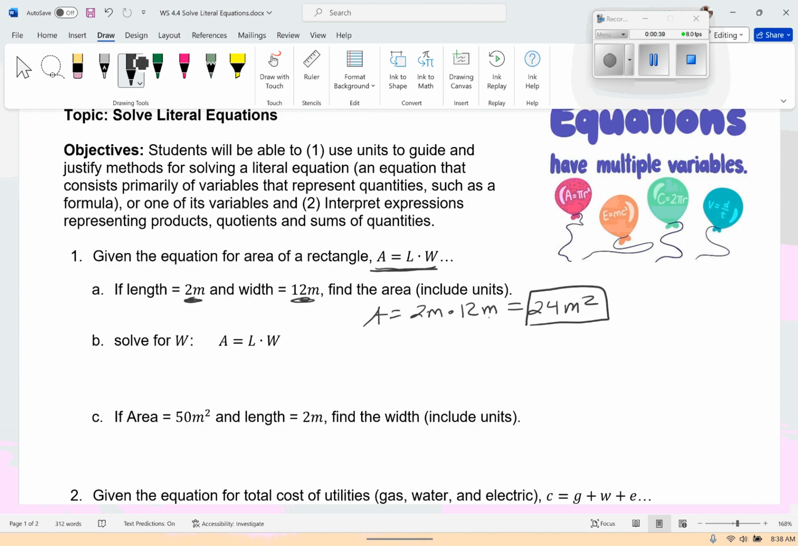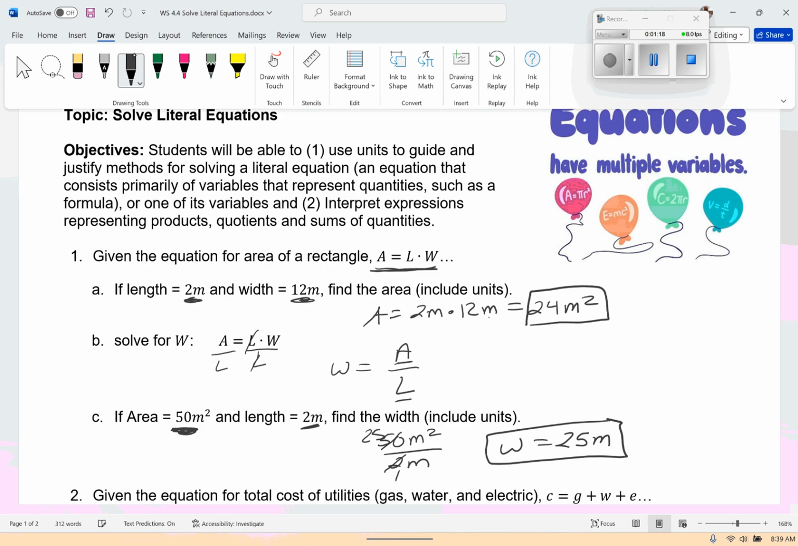Then we want to solve this next equation for w. So these are being held together by multiplication. I'll divide both sides by L. So I find that w equals, those cancel out, A over L. And then I can look at the bottom, letter C, and say the area is 50, that's A, and the length is 2. So I'm going to go 50 m squared over 2 m. Reduce this, it goes in there 25 times. So my width is equal to 25 meters. And remember, a length or a width is just in the units. It's not squared.